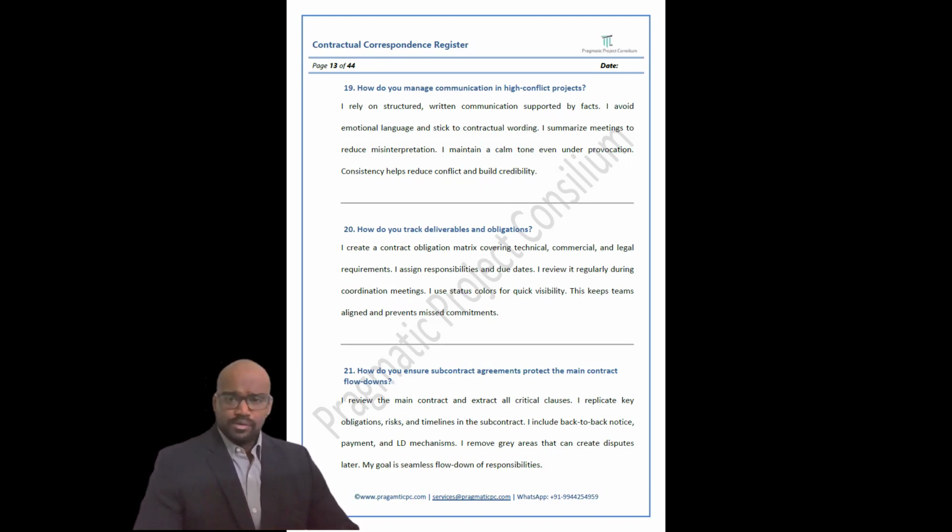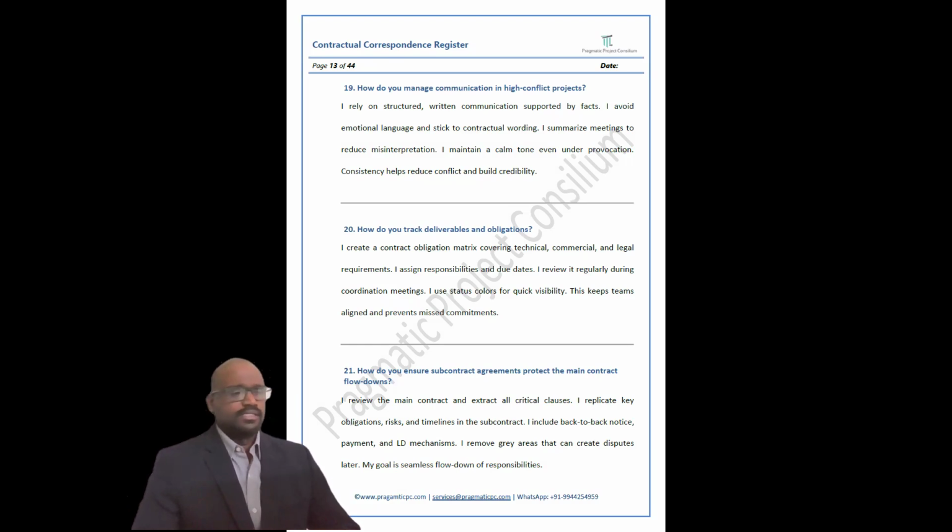Any notices should be back-to-back notices. Payment clause, we'll try to keep it fair. If it is a 30-day credit period, we have to negotiate 45 or 40 days, because if it is 30 days from the employer, let's be fair, you will never get paid in 30 days. So that's going to be a delay.